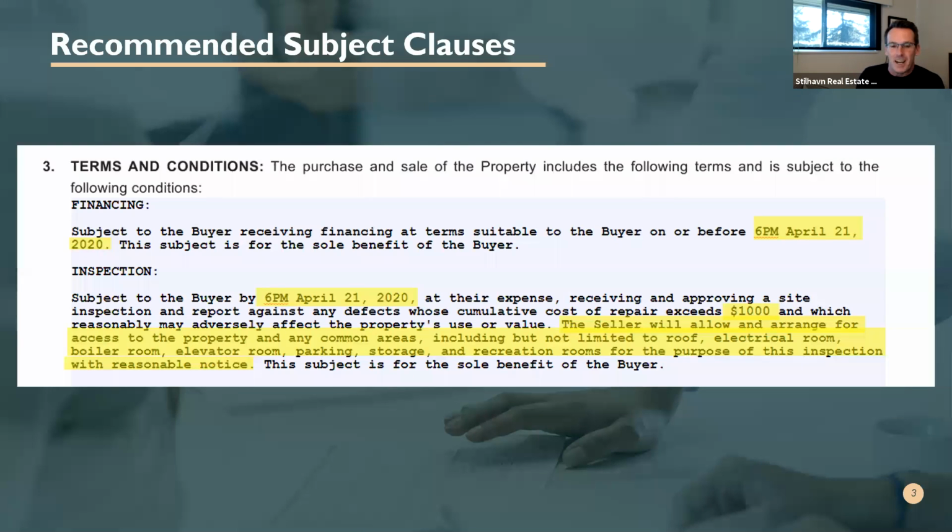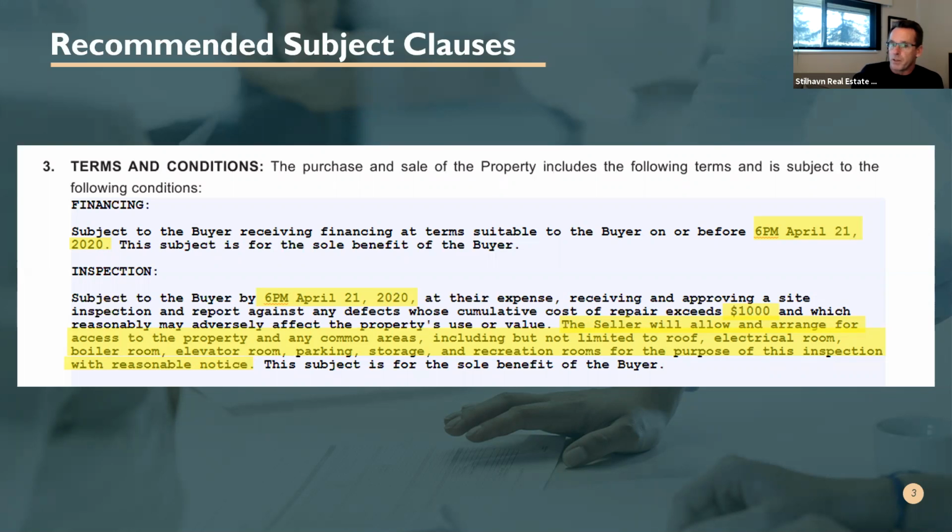But I've also seen people use it where they leave all the blanks there, and you cannot do that. So if you're going to use that clause, you do have to do the calculations. If you don't want to, then go ahead and use this. There was a bit of worry with using this type of subject, to the buyer finding suitable financing, being a little bit vague to be enforceable.